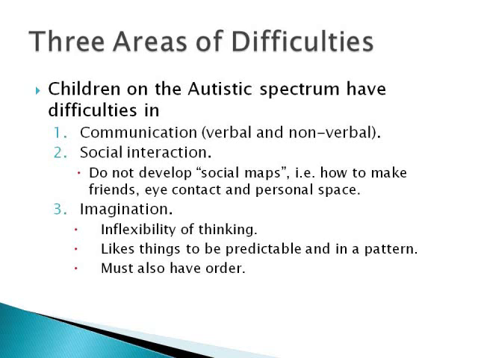These include number 1, communication, number 2, social interaction, such as how to make friends, maintain eye contact, and personal space. And number 3, imagination. Autistic children have an inflexibility of thinking. They like things to be predictable in a pattern and to have order.